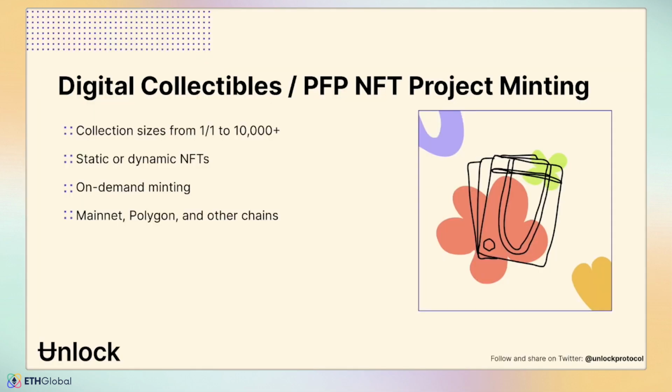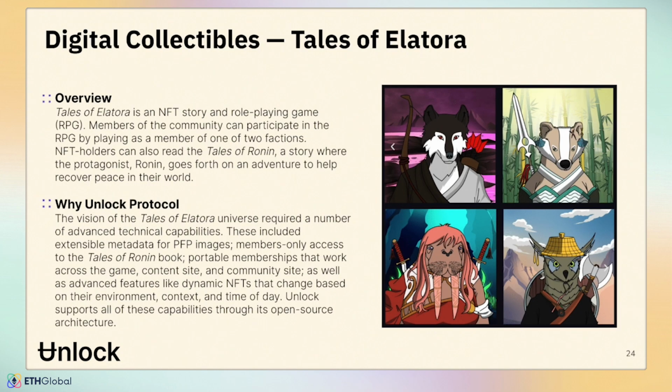We talked briefly about them, but Unlock is usable for PFP projects from 101 to 10,000 plus. Static or dynamic NFTs can be minted on demand by users or can be airdropped, and obviously supported on all of the networks that Unlock supports.